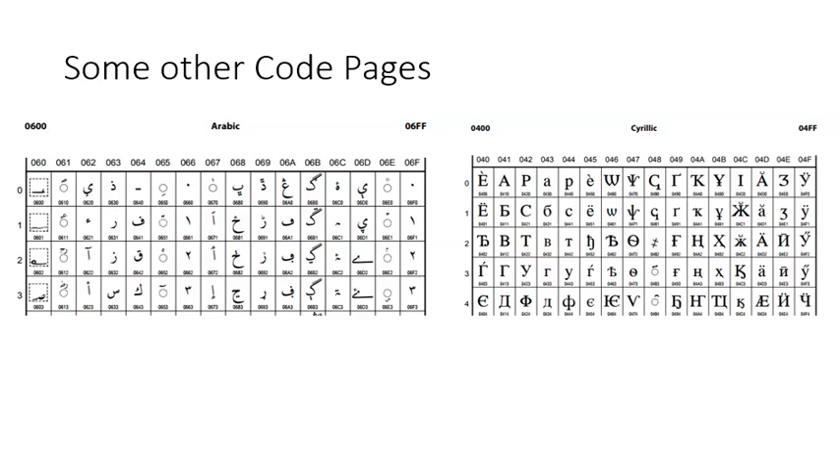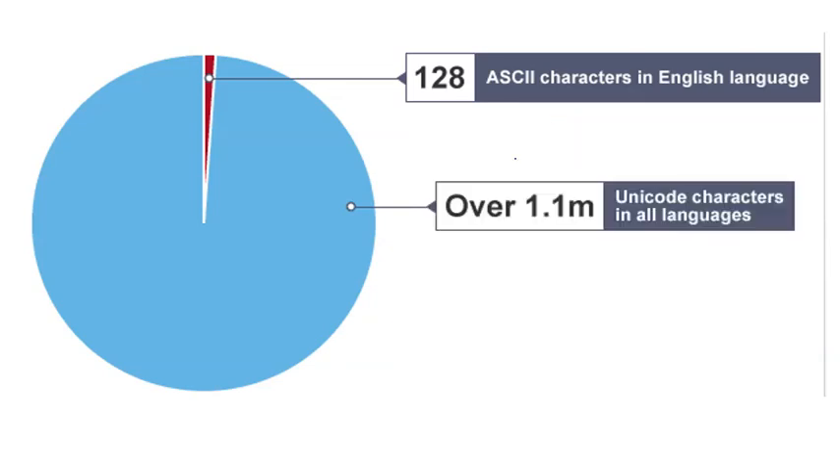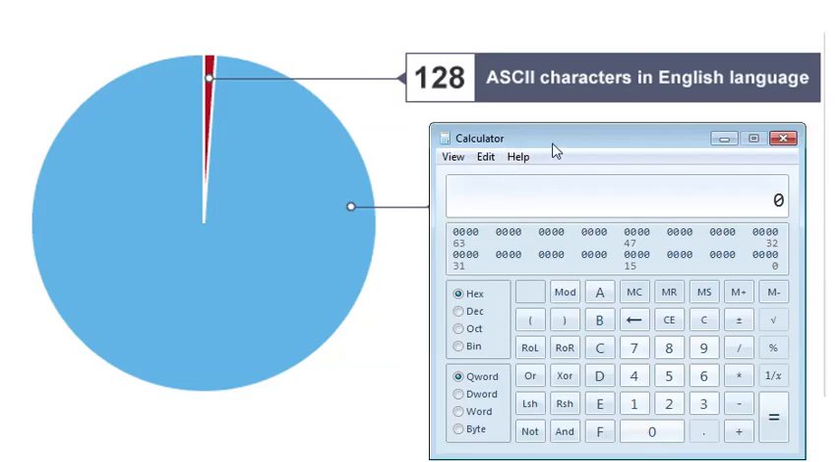Oh, incidentally, before we go, quick discussion as to how many codes this can actually represent. Right, so what I have up here is just Windows Calculator, and I've turned it into programmer mode so we can actually do some working out here. Right, so also a quick crash course in hexadecimal if you like.